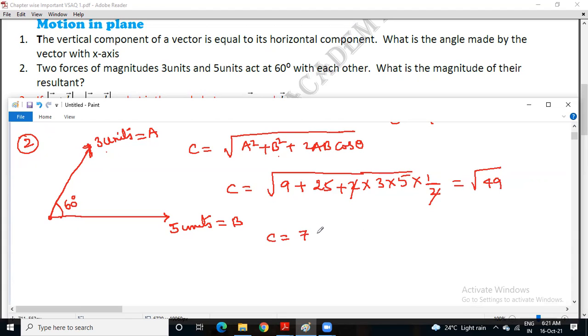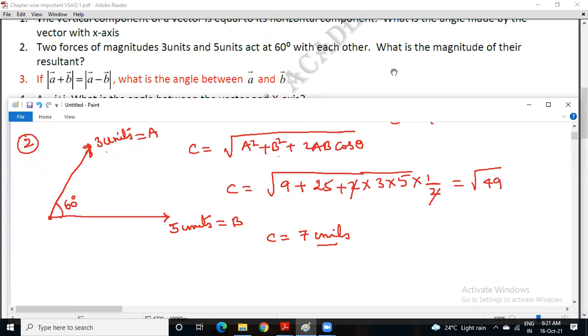But don't forget to write units, because the resultant is also a vector. A vector should always be represented with units. Of course, since the question mentions units, you write it as units. If it is a particular physical quantity that is a vector, you can use the unit of that particular vector quantity. Now, let us proceed with question number 3.